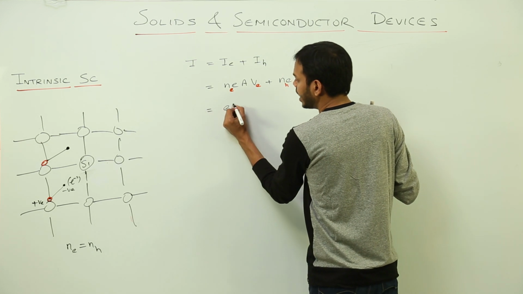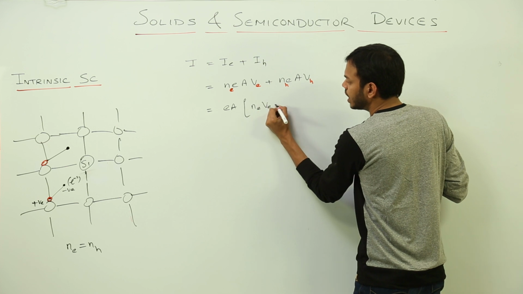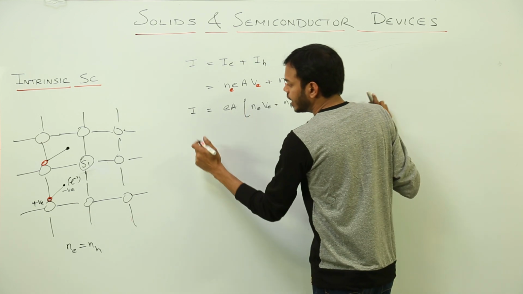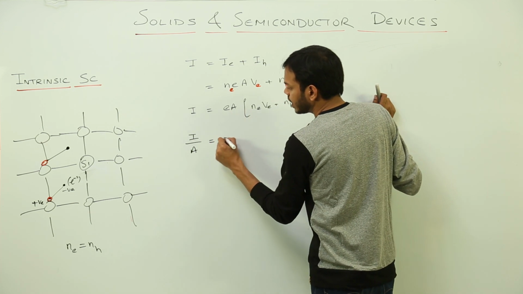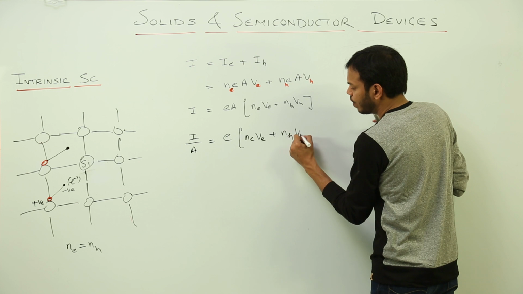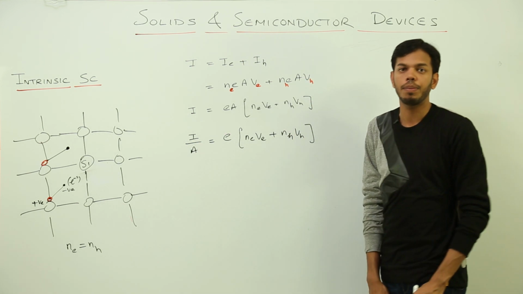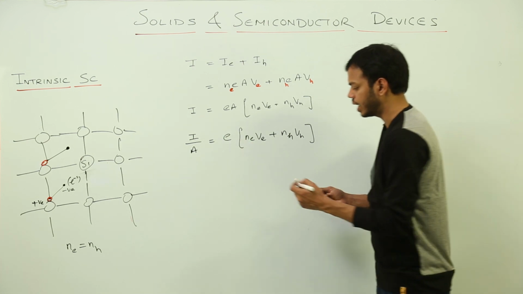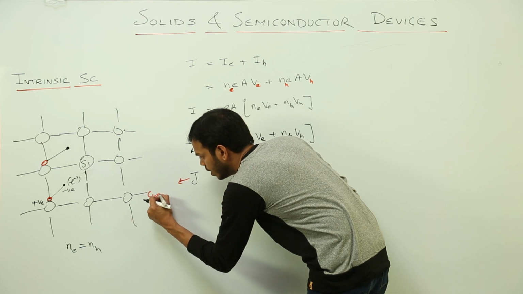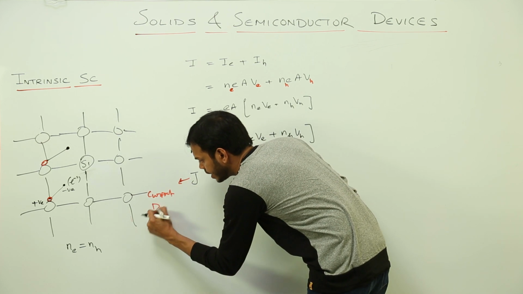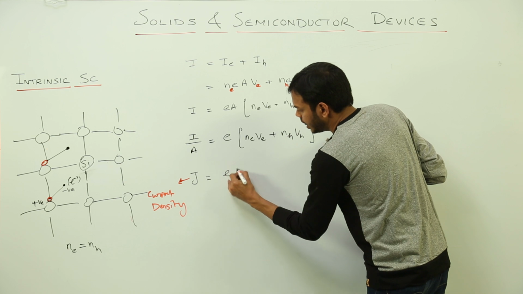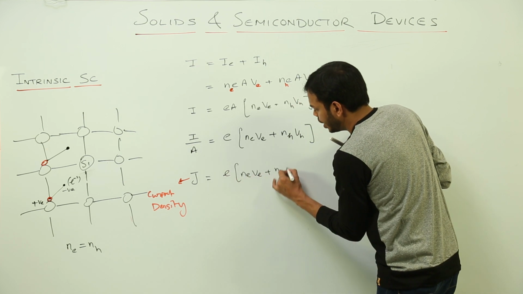Now if I take E and A common out, I'll be left with this thing, NEVE plus NHVH, right? This is I. If I take A on the denominator side, I'll be left with what? E and charge density, drift velocity plus charge density and drift velocity of hole. What is I upon A? I upon A is called current density, charge per unit area. It is represented by J. So I'll mention it here. This is current density. I know I have a very bad handwriting. So J is E times NEVE plus NHVH.